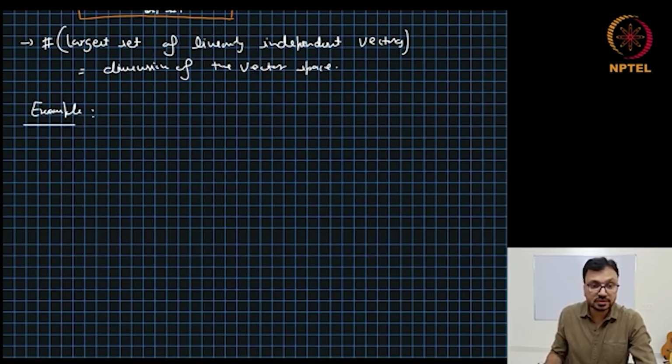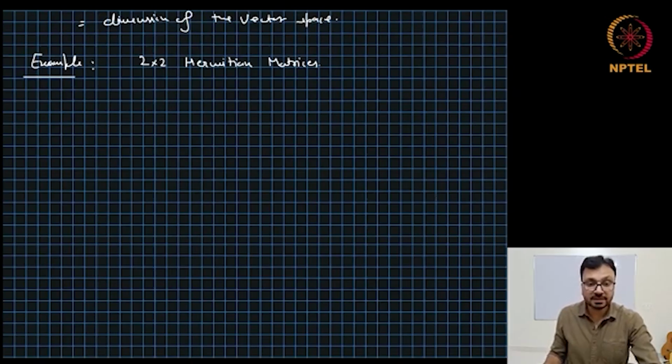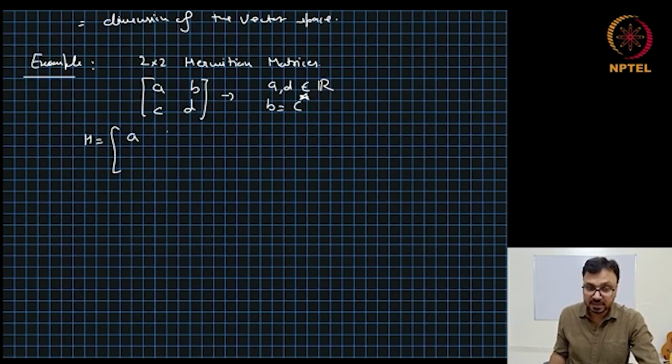and I will insist that you verify this: if we have 2 by 2 Hermitian operators, we said that Hermitian matrices form a vector space. So we consider 2 by 2 Hermitian operators, and we can write one as A, B, C, D. If we put in the hermiticity condition, it gives us A and D real, and B equals C star. So we can write an arbitrary Hermitian operator as A, B, B star and C.